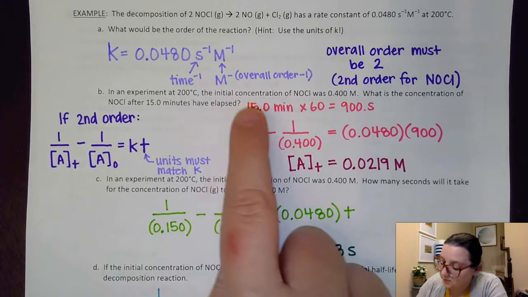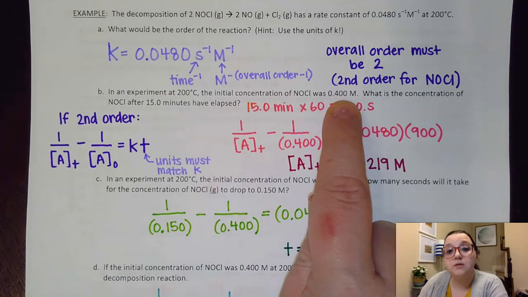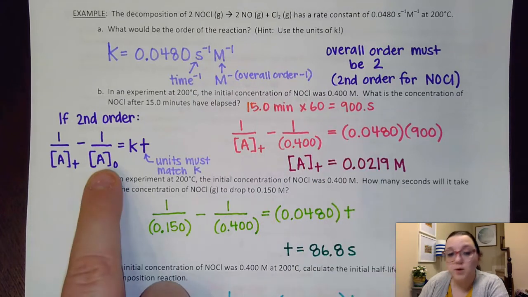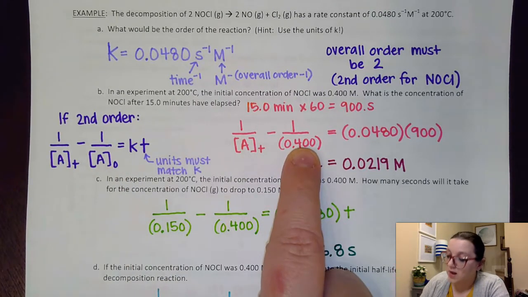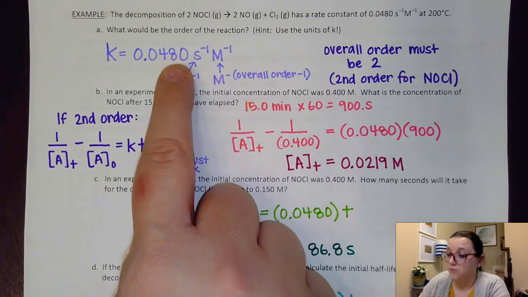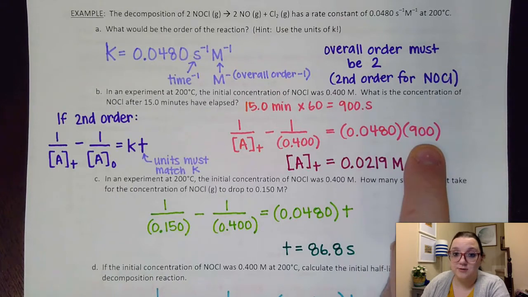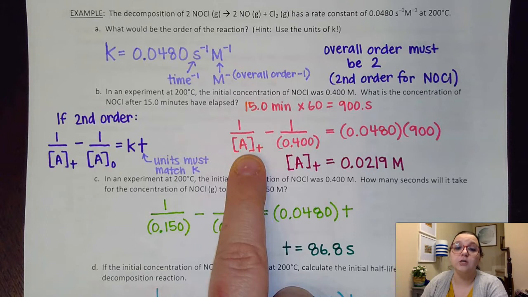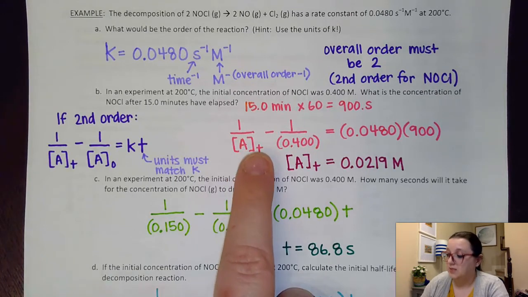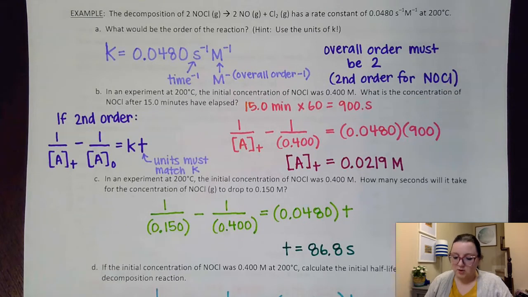So it gives me here that my initial concentration of NOCl was 0.400 molar, and I want to plug that in for the initial A right here. I then have the value for K from my problem up above, so I'm going to plug that in. I'm going to plug in my 900 seconds. And so then what we're going to try and do is solve for the concentration of A at our time T of 900 seconds.